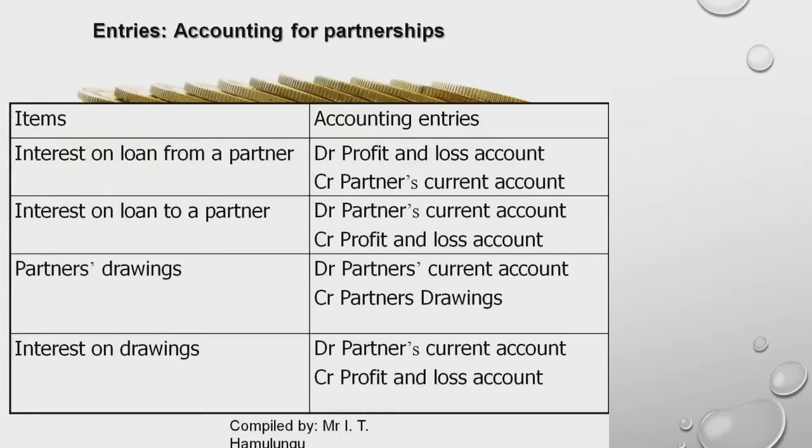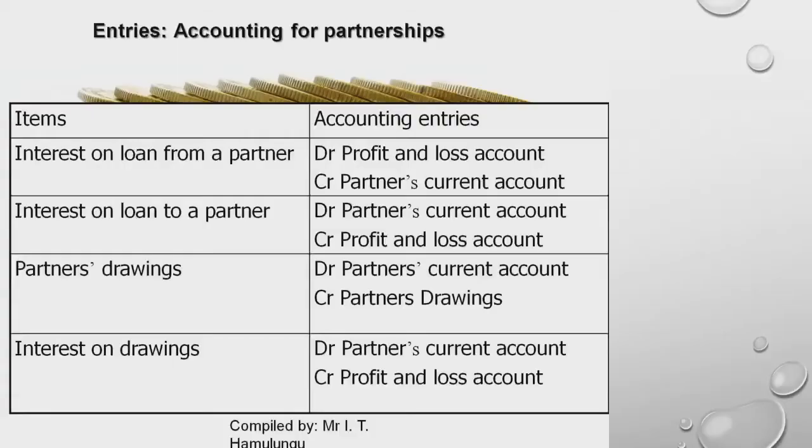Okay, accounting entries for partnership. Interest on loan from partners. When one of the partners borrowed money from a business, that is an income to the business. Why? Because they will be charged by the business the interest on the loan they have borrowed from that business. So how are we going to record this one? We say debit profit and loss account and credit partners current account.